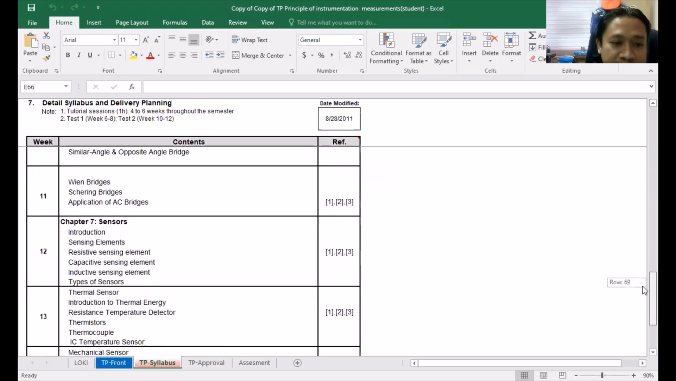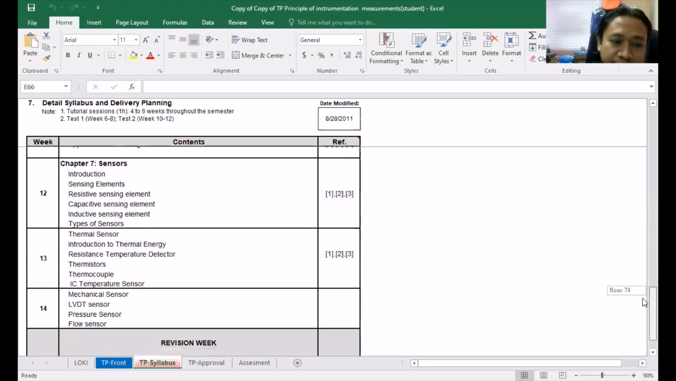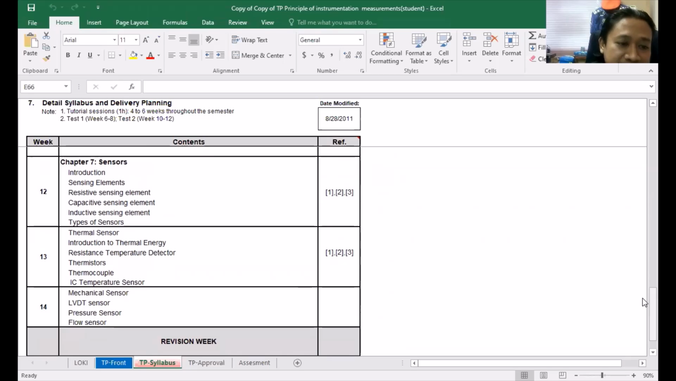Maybe the group assignment will be to select one sensor. You have to discuss the construction and the function of, for example, the pressure sensor, thermocouple, thermistor, and so on. That is for chapter 7. Normally chapter 7 has no class and no lecture, only the assignment, maybe a group assignment. Just choose only one sensor, and then explain the construction of this sensor, how it works, and the application of this sensor. That is the syllabus for this subject.